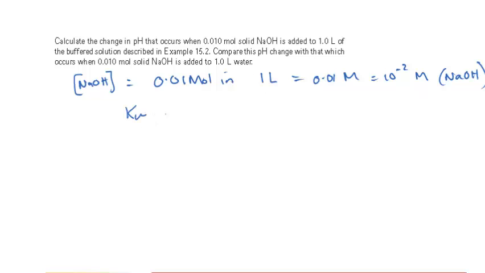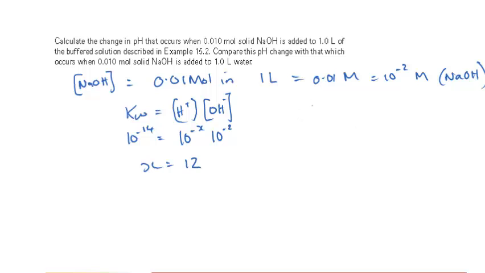Well, we know that our Kw, this is for dissociation of water, has to be equal to the acid times the base. So 10 to the minus 14 has to be equal to 10 to the minus x times 10 to the minus 2. And we want to find x, which is basically the hydrogen. We want to find out what the H plus is. So minus 14 is equal to what minus 2? X is going to be 12. That basically means that the pH would be 12.